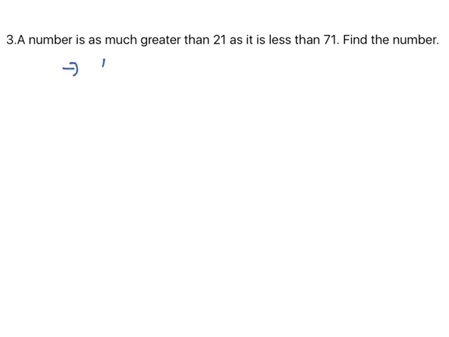So first of all, we will let the number be x. Now, a number is greater than 21, so it means the number is greater than 21 by 21. And a number is greater than 21 and it is given as less than 71. So it means this number is less than 71. This is how we form an equation.